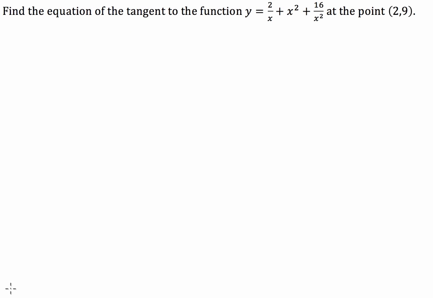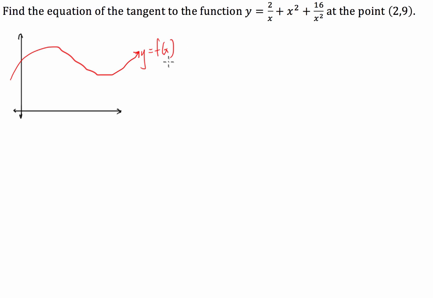Now what does that look like on a diagram? Well, let's have a look. We've got a set of axes. Let's just make up our own little scenario here. We've got a set of axes, and let's get a function going. So we've got a function that looks like so: y equals f of x, and we're looking for the tangent at a particular point.